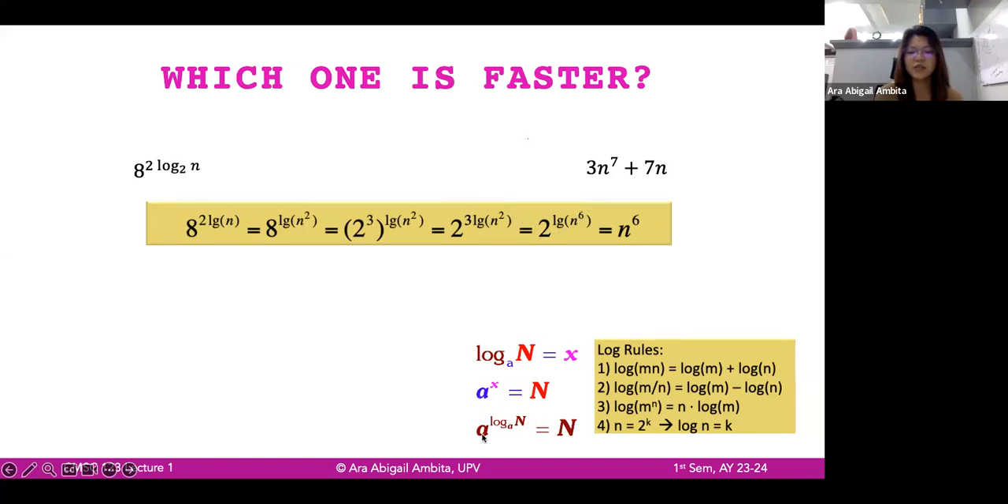Okay, and then using this rule, a raised to log of n base a, if they have the same base, that will be equal to n. So we just brought down n raised to 6, since we know that the base of the log here is 2 anyway. So this is equivalent to n raised to 6, and n raised to 6 is so much better compared to 3n raised to 7 plus 7n. So we can then say that the function 8 raised to 2 log of n base 2 is faster.